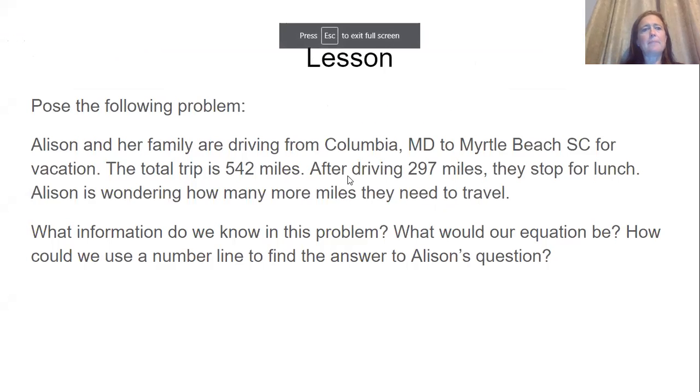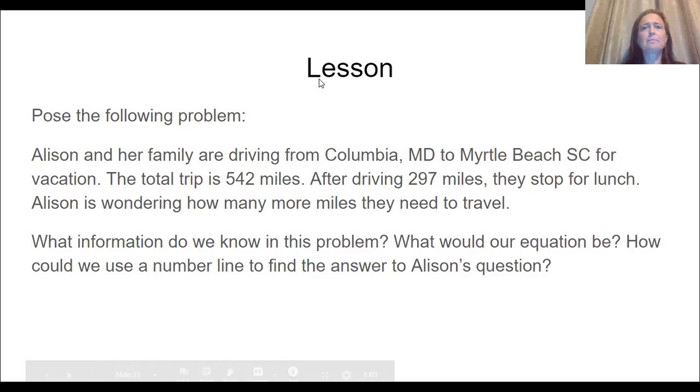Okay, so today we're going to do our own problem on a number line. Before we do that, Ms. Vogelman needs to grab her pen. All right, so our problem is Allison and her family are driving from Columbia, Maryland to Myrtle Beach, South Carolina for vacation. The total trip is 542 miles. After driving 297 miles, they stop for lunch. Allison is wondering how many more miles they need to travel.